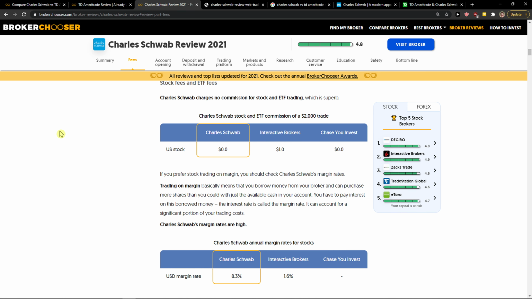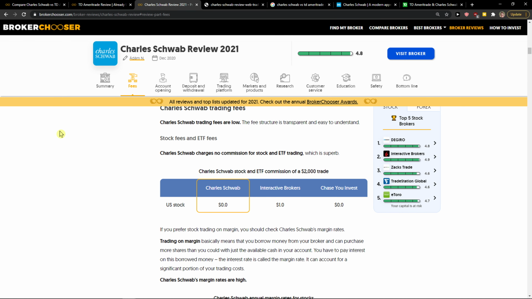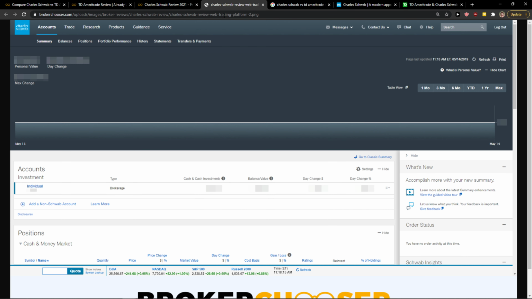So on Charles Schwab you get 0.65 per contract, and ETFs and stocks are completely free, so that's really important. And again, Schwab has really good travel benefits with their debit and credit card, so if you're someone who likes to travel, you are going to use it a lot.